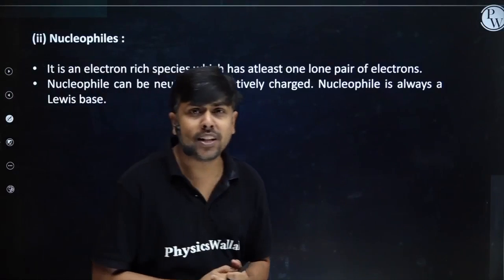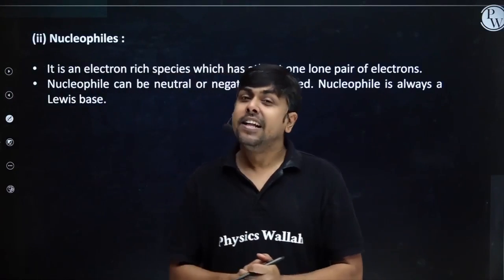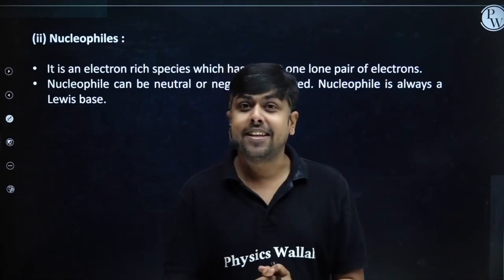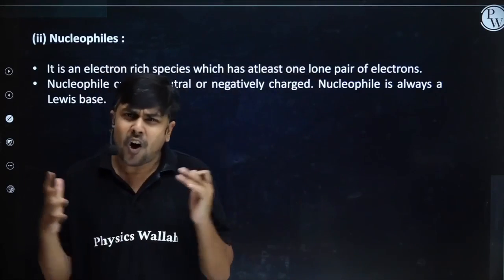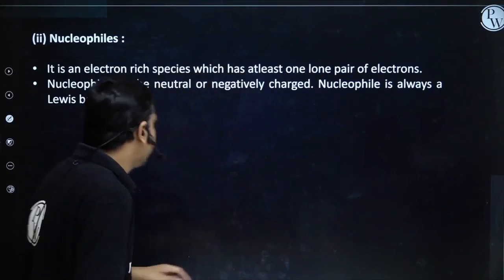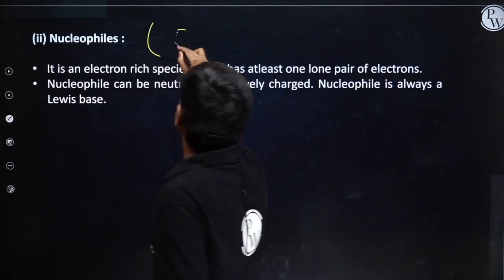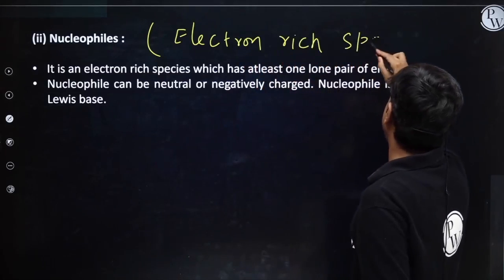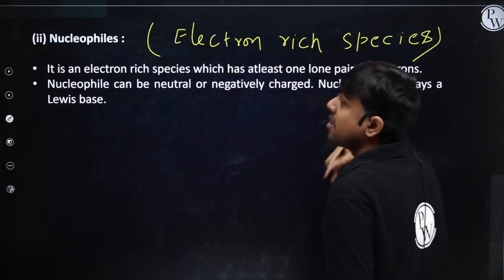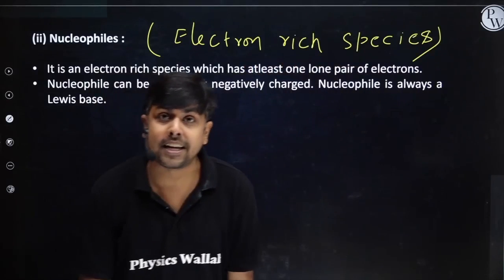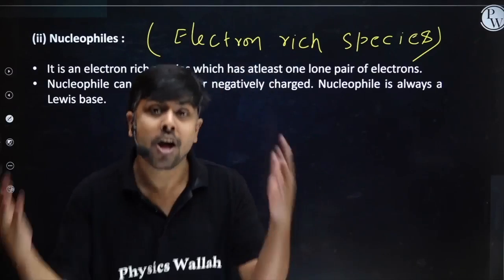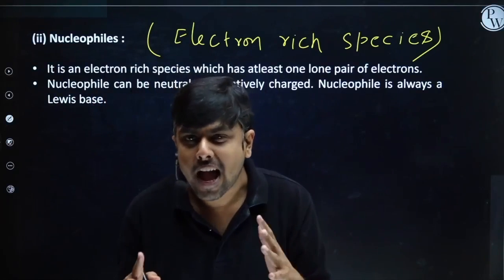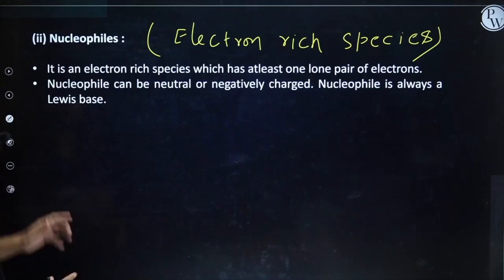Nucleo stands for nucleus and phile stands for lover. Lover of nucleus means lover of positively charged species. Which species can act as a lover of positively charged species? All the electron rich species. So nucleophiles are nothing but electron rich species. It may be an anionic species or a neutral molecule containing at least one lone pair, or a neutral molecule containing a loosely held pi bond. Am I clear? Okay, let's discuss it one by one.